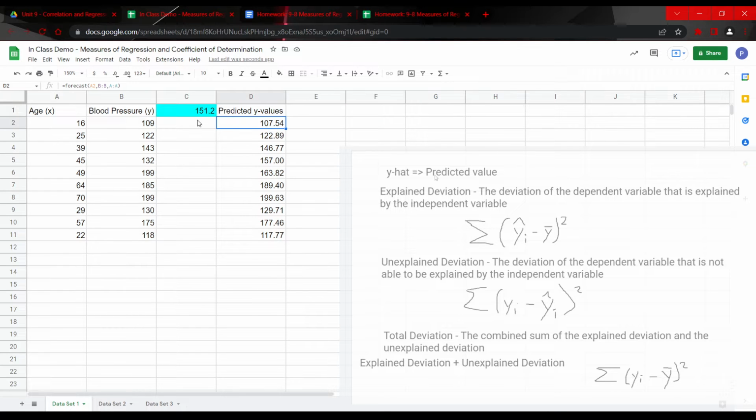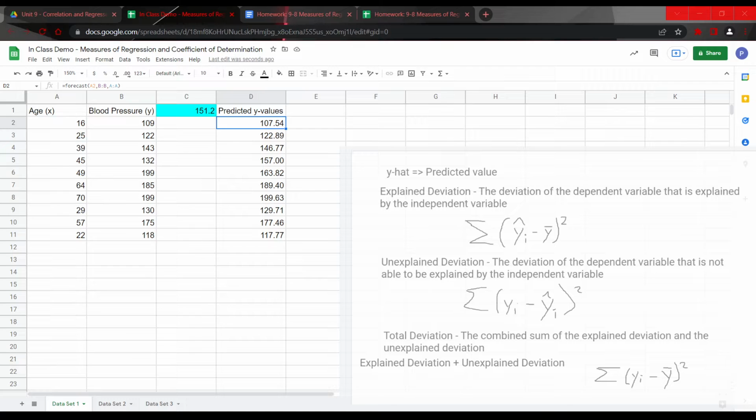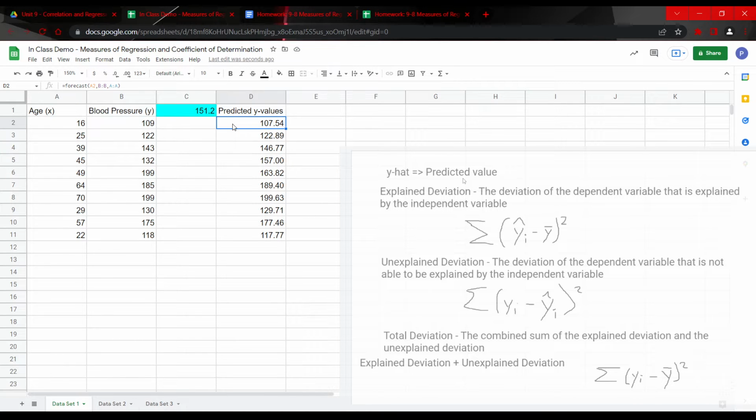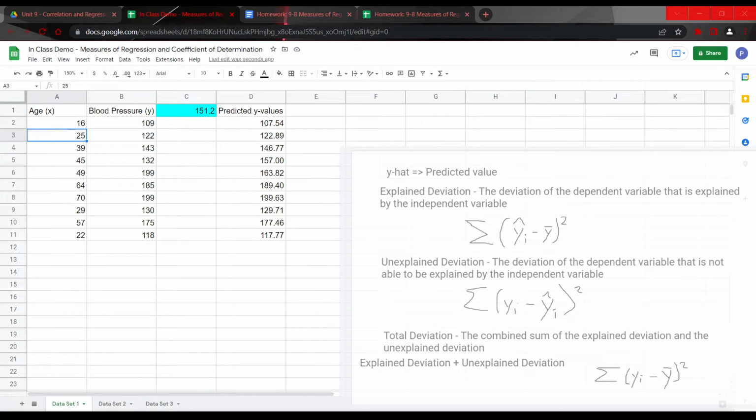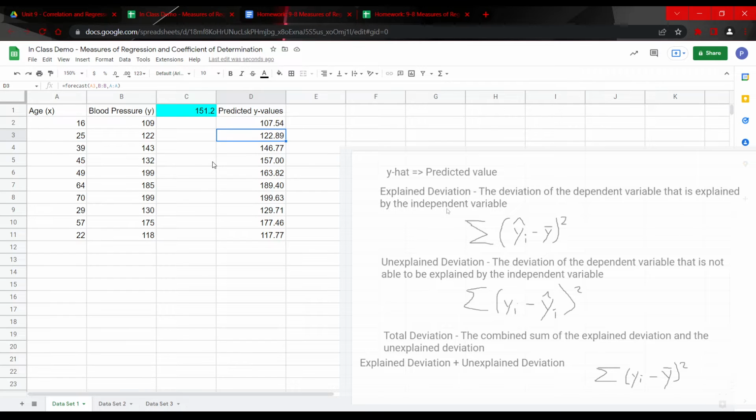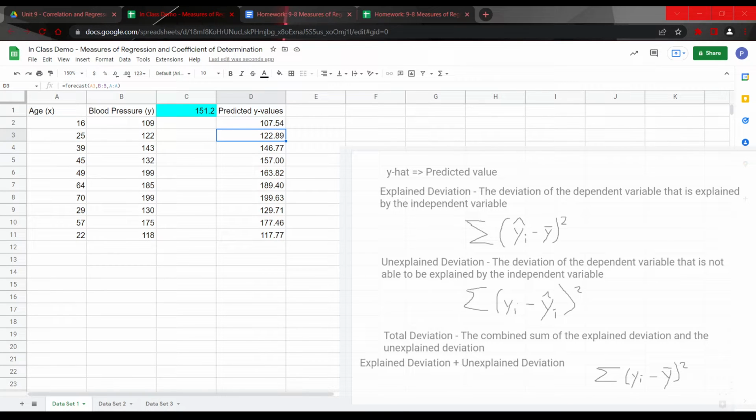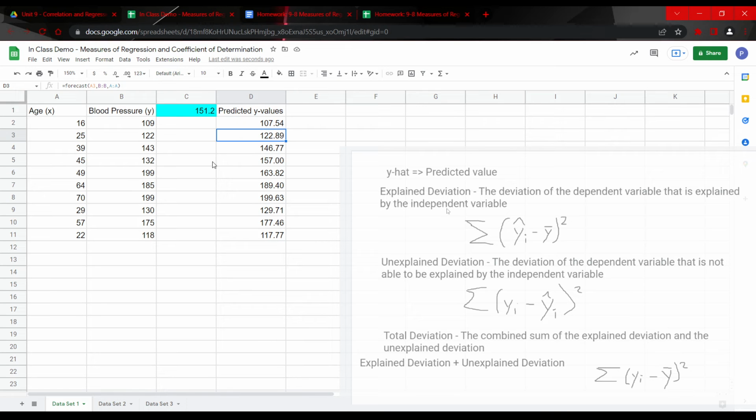So let me just explain these really quickly. So at the age of 16, when I measured a real life person, I got a blood pressure of 109. Based on my line, my prediction would have been that this person has a blood pressure of 107.5. So my prediction was a little off, right? I was off in my prediction by about 2. For the age of 25, the actual blood pressure ended up being 122, and my prediction was 122.89, which is really good. That's a really good prediction.